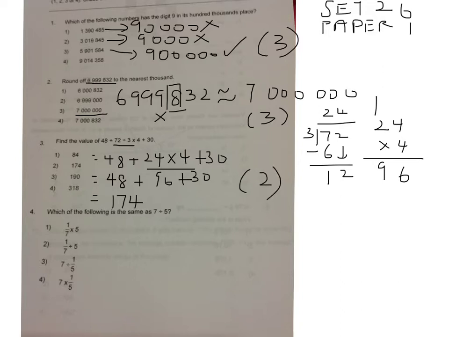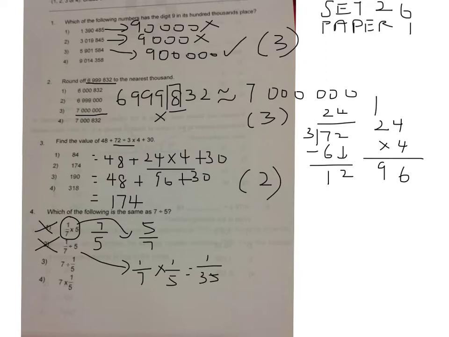Question 4, which of the following is the same as 7 divided by 5? 7 divided by 5, we're going to get 7 over 5. Okay, our first option here would actually give us 5 over 7. So we cross that out. Our second one will be 1 over 7 divided by 5 becomes times 1 over 5. This will be 1 over 35. So we cross that out. Okay, this option here, this will be 7 times 5. This is 35. Okay, so we cross it out. So this is actually 7 over 5. Answer is 4. Question 4 answer is 4.